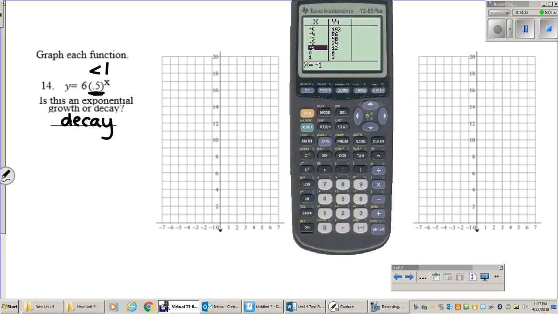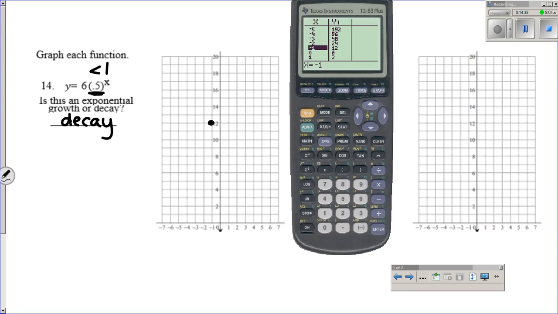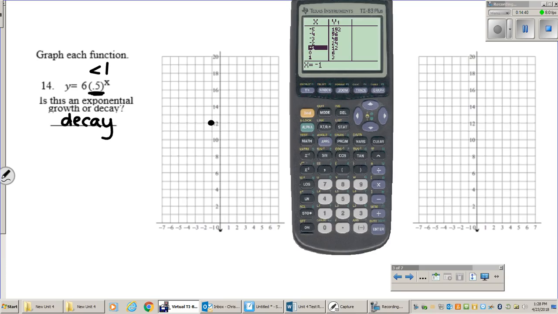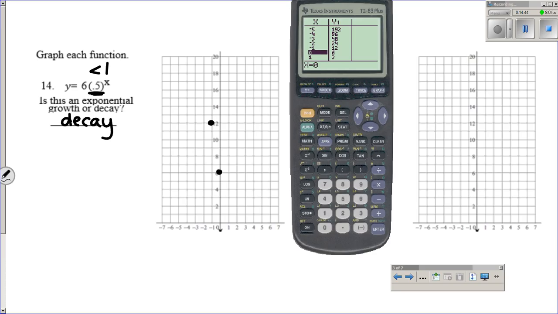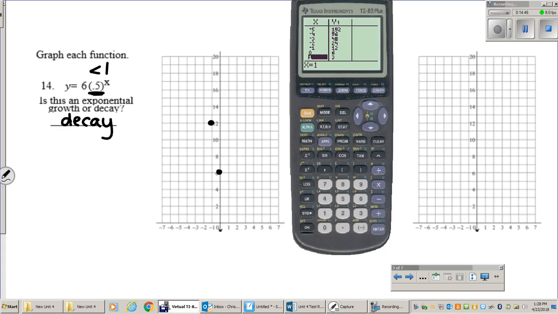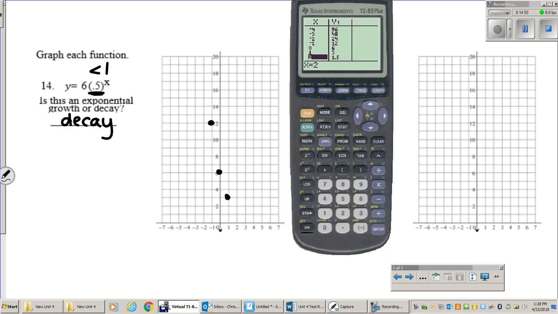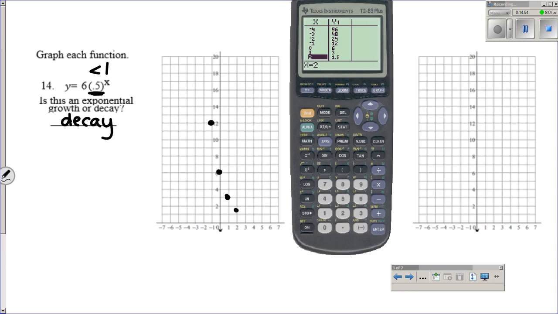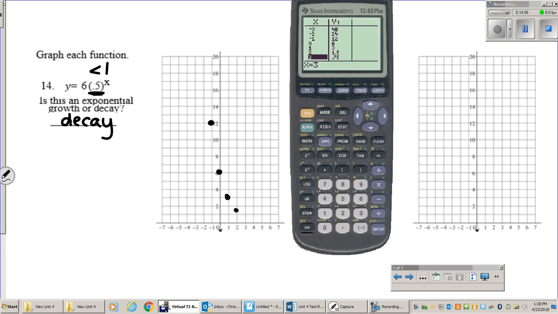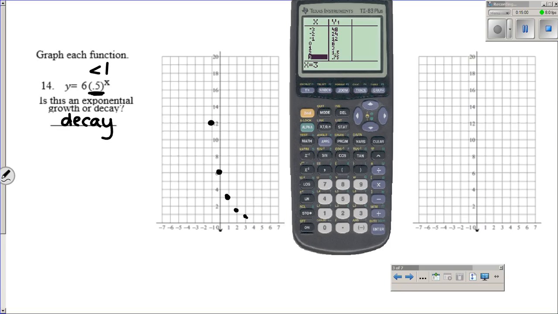The first point that I see that fits on my graph is -1, 12. So I'm going to go left 1 and up to 12. My next point is 0, 6. So that's going to be our y-intercept. We have 1, 3. 2 and 1.5. I'm just going to estimate that. 3 and 0.75.